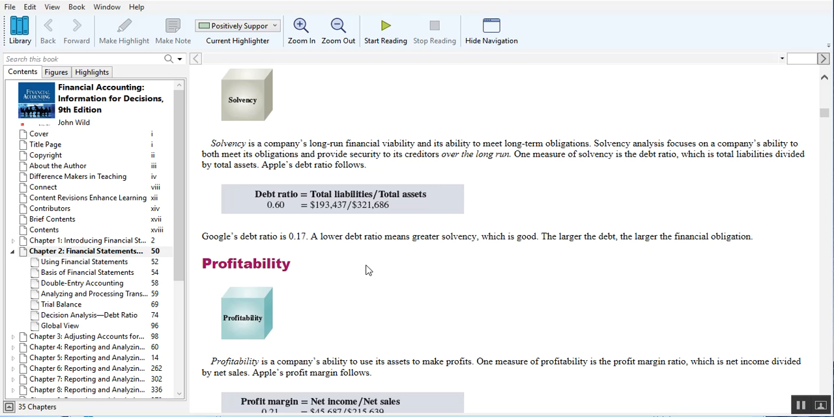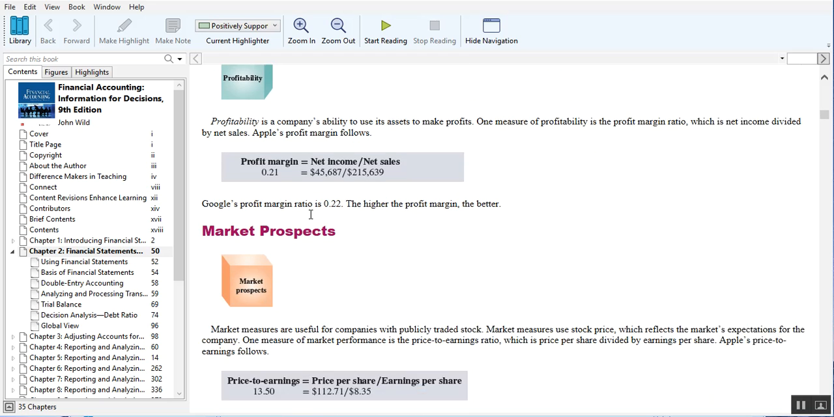Solvency, on the other hand, measures the total debt ratio a company is carrying, and the total liabilities, which includes both current and long-term liabilities, are divided by the total assets in the company. And then in this case, that basically tells you how much debt obligation they have.